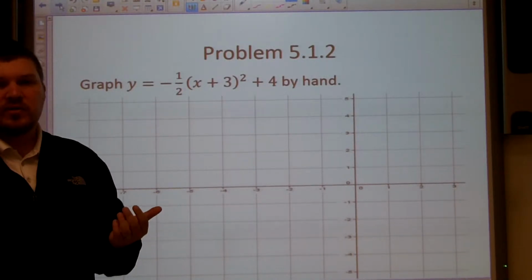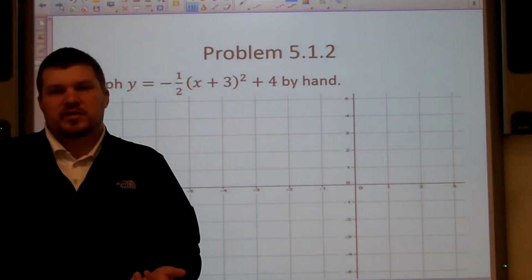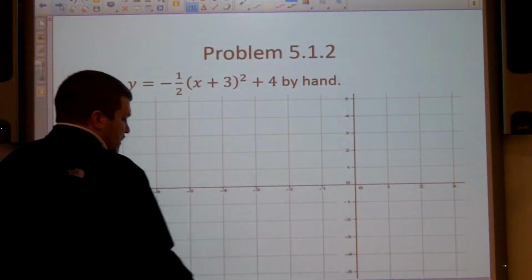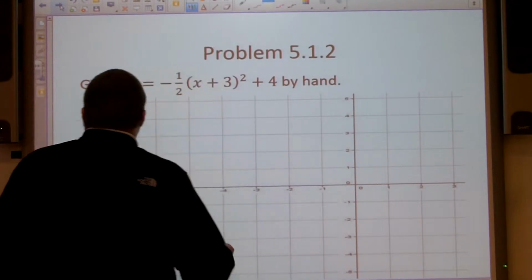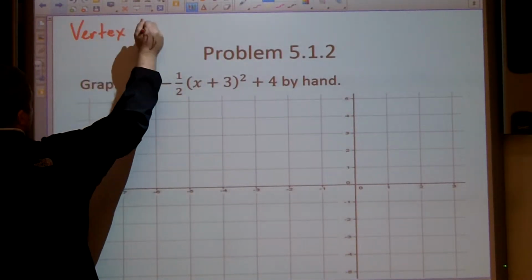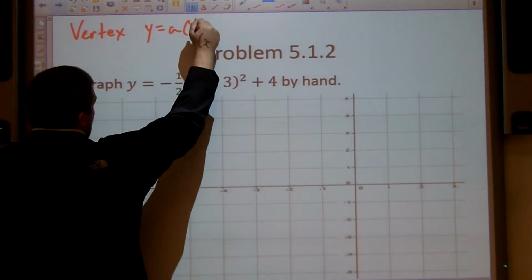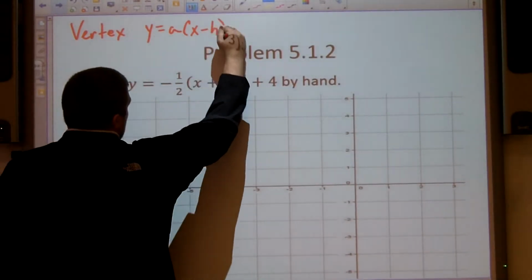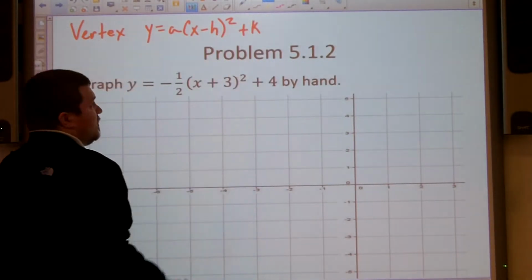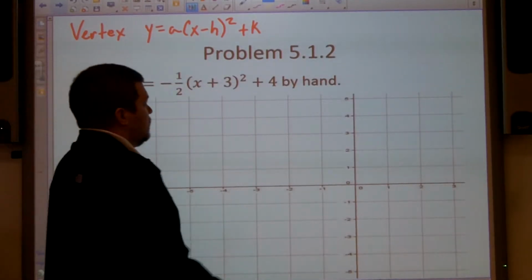But the first thing you might want to do is figure out what form it is in. Is it in standard, vertex, or factor form? And this one is actually in vertex form, so I'm just going to write down the general rule. Okay, so I know it's in vertex form. And that's y equals a times (x minus h) quantity squared, plus k. Well, now I just want to go through and list off what I know.